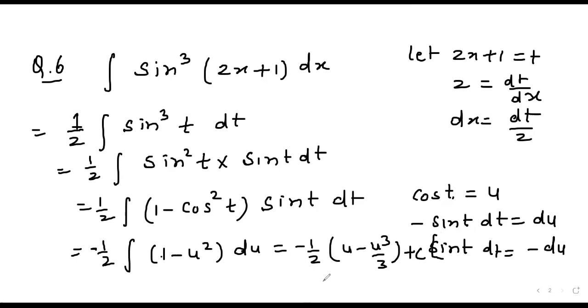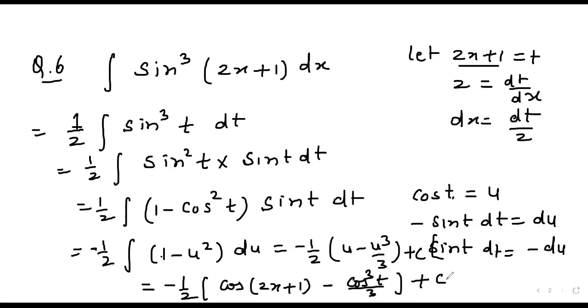Now we put the value of u, so it will become minus 1 by 2 u. U means cos t and t means 2x plus 1. So we can say that it is cos cube of 2x plus 1 divided by 3 plus c.